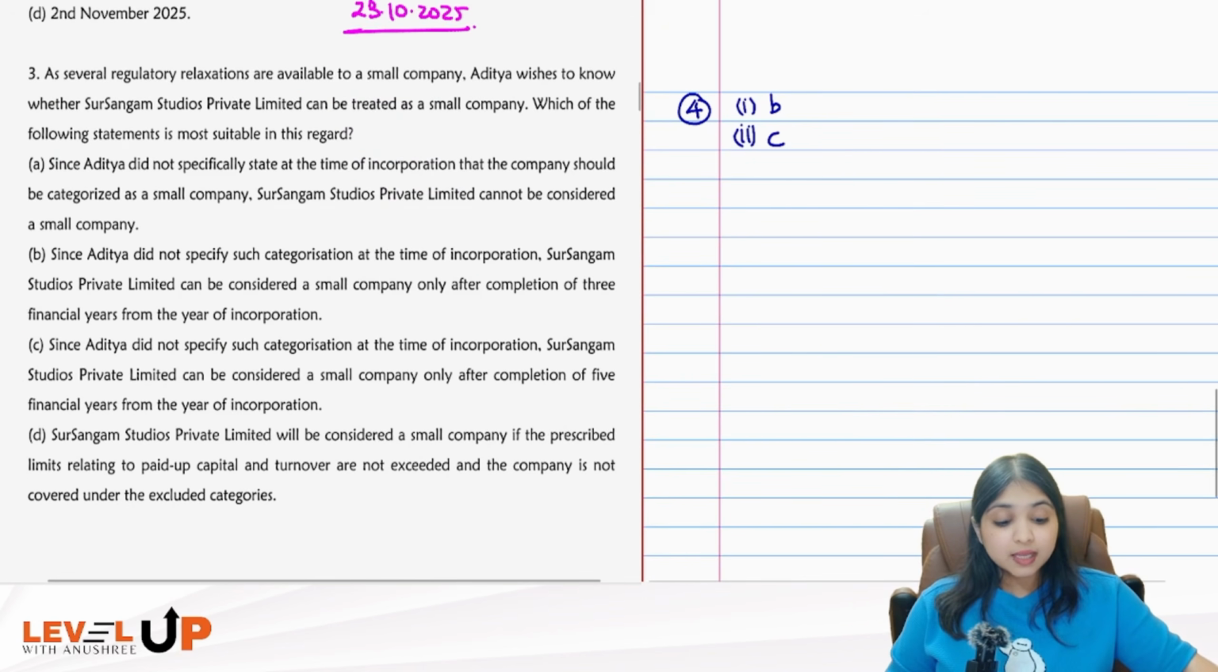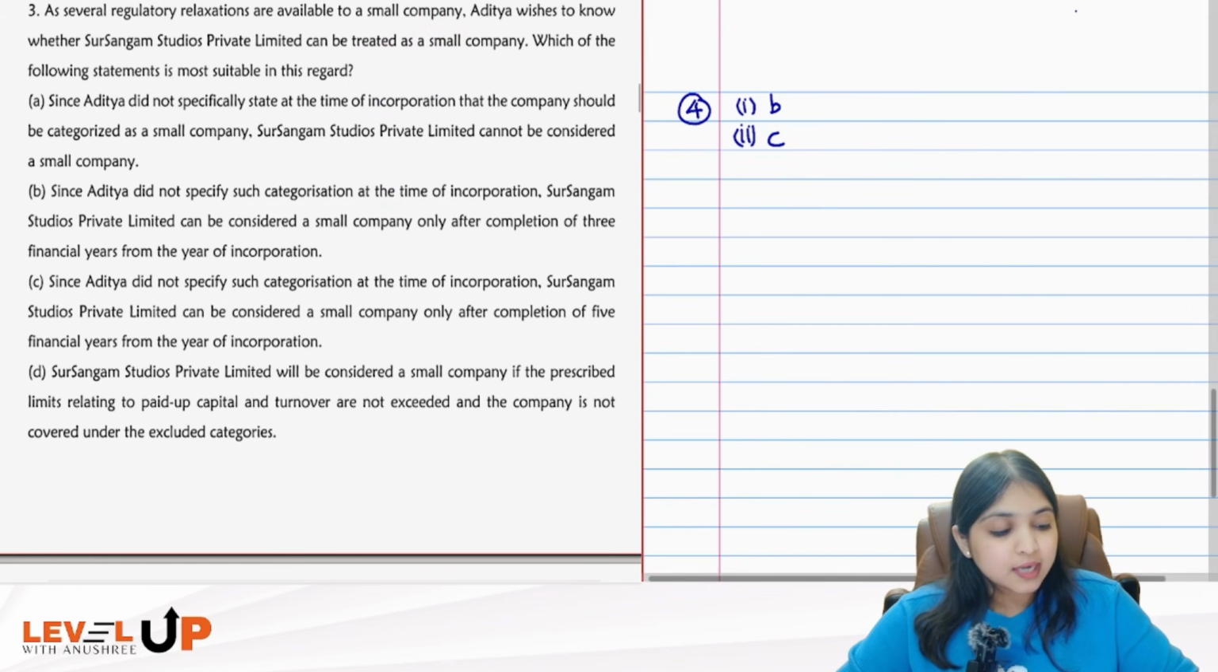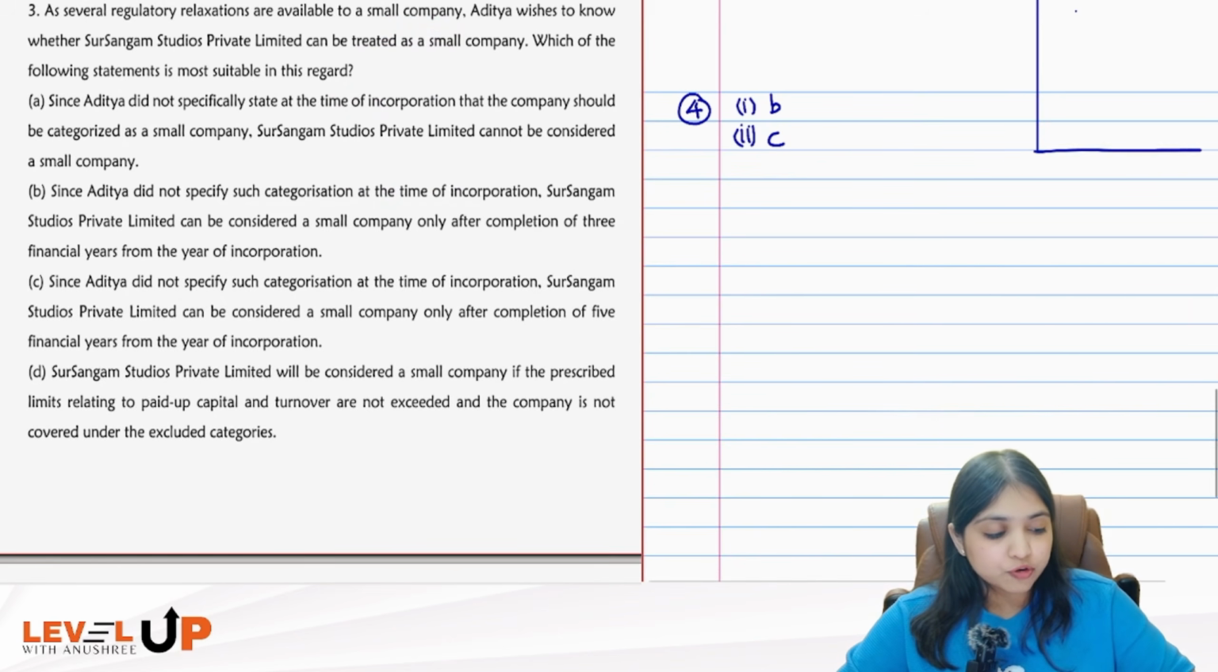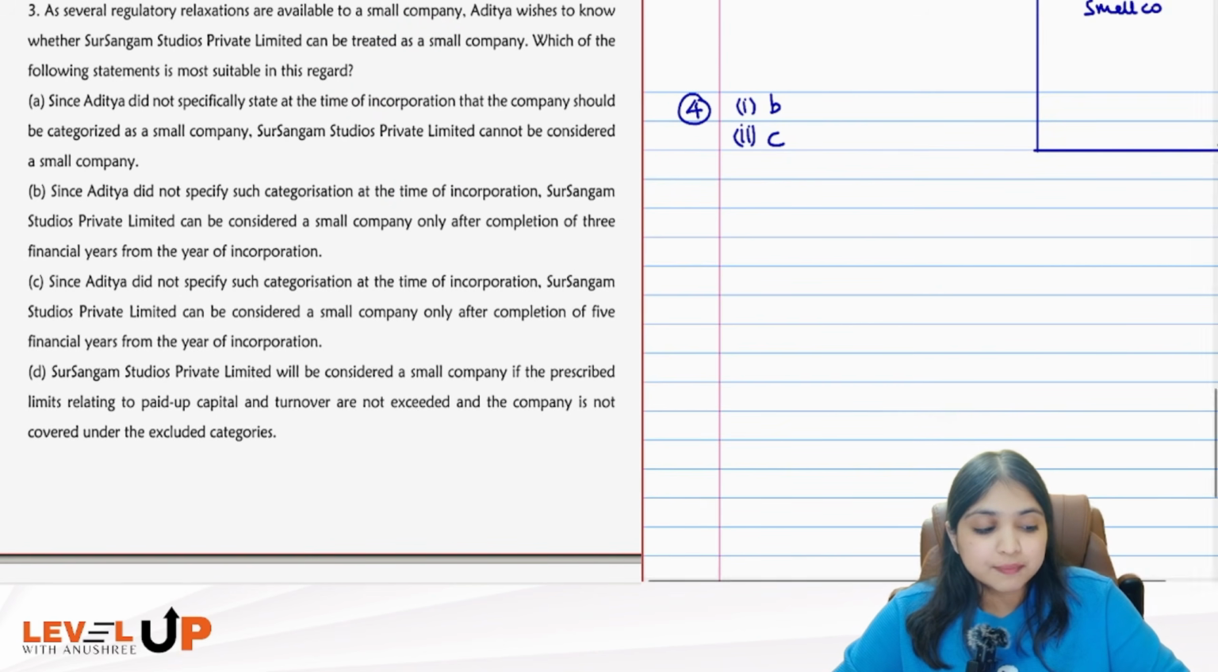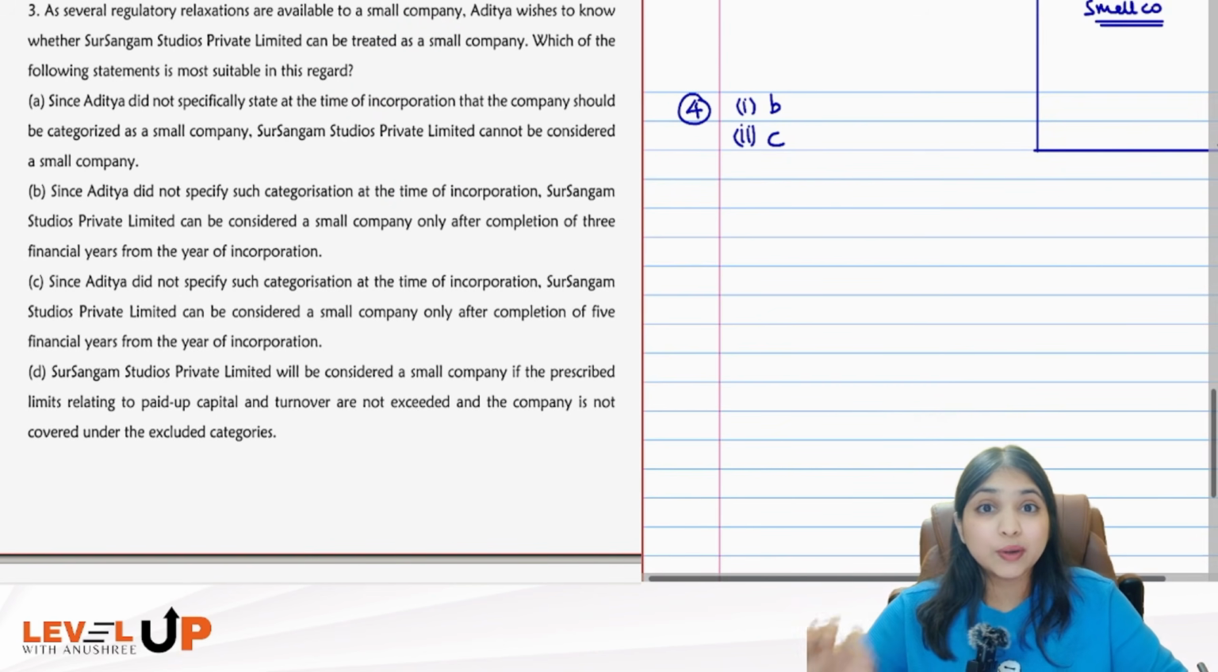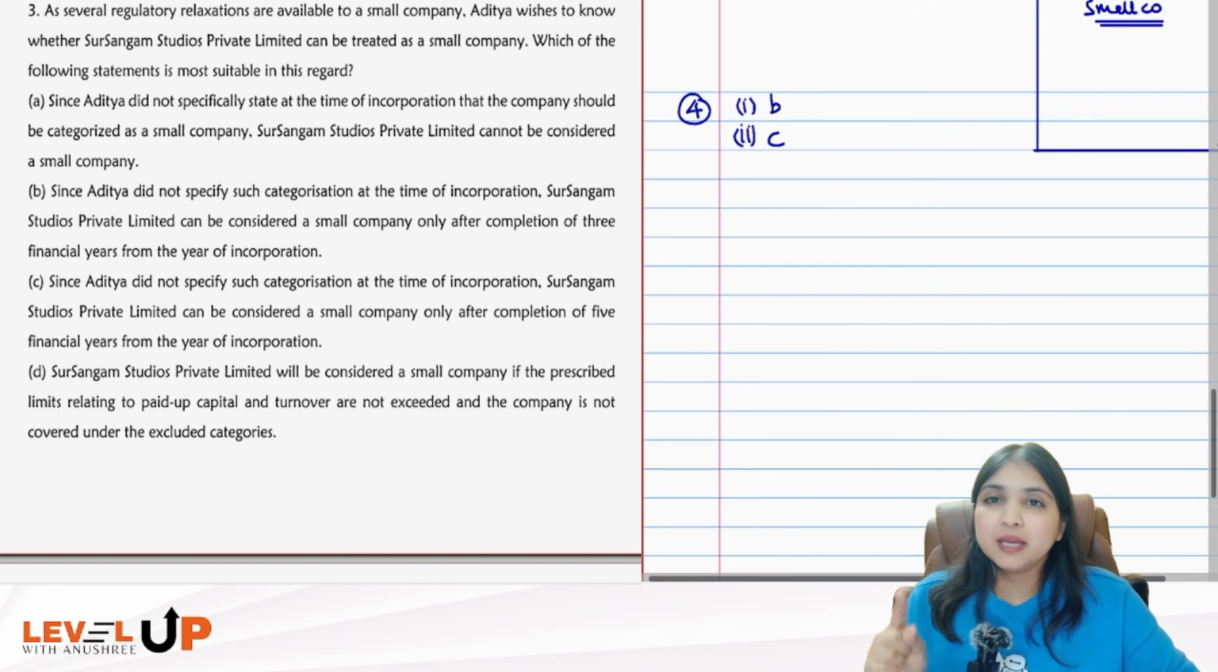Okay. Then comes the third question. Before I start the third question, let me give you one small reminder. The reminder is about small company. Now, if you're somebody who is writing the exams in the May 2026 examination, then be careful. The small company limits have not been amended for you. The same old existing limits only will apply for you.